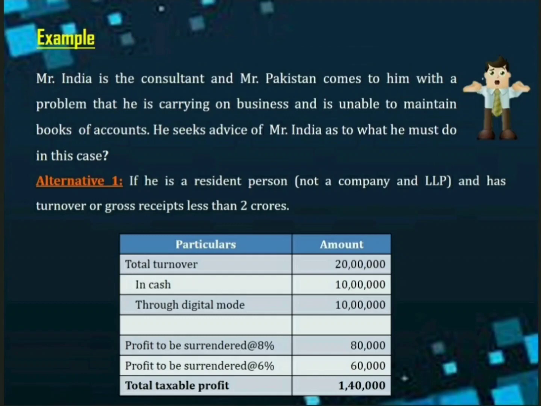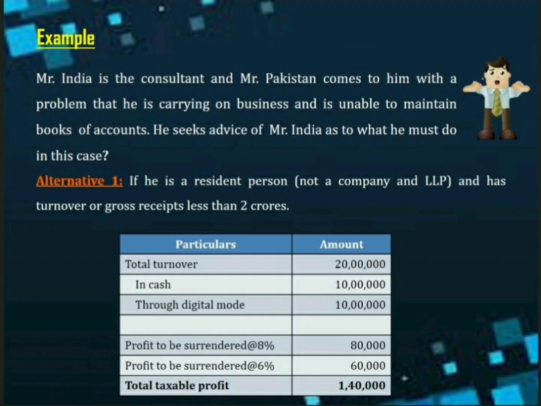In the solution, I've divided it into three alternatives. Alternative 1: if he is a resident person, not a company or LLP, and has turnover or gross receipts less than 2 crores. So if the person is a resident assessee and has a turnover less than 2 crores, then he is eligible to avail section 44AD. Just look at the details. Total turnover is given as 20 lakh rupees. It is less than 2 crore. He is eligible to opt for section 44AD.